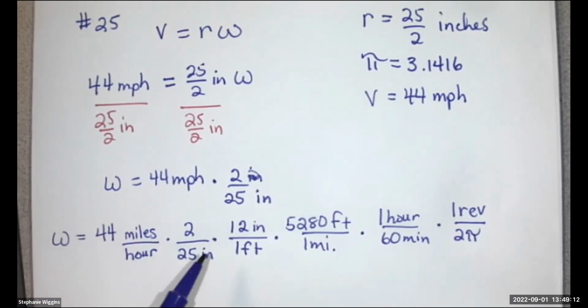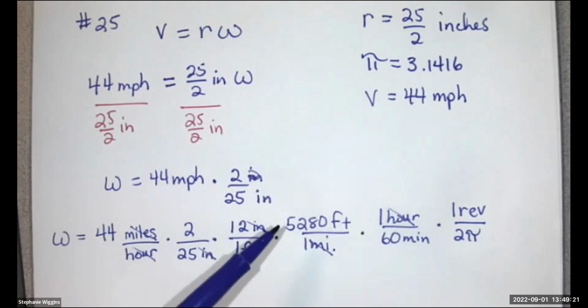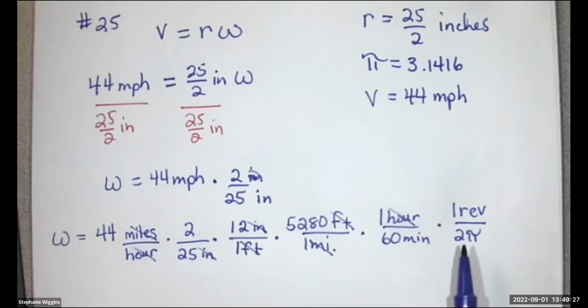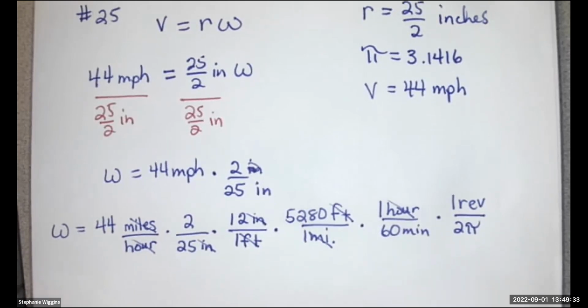And you'll see that all the units cancel out. So miles cancel with miles, inches with inches, hour with hour, feet with feet. So all the units, except for revolutions per minute, are going to cancel. And that's the final answer, in revolutions per minute.